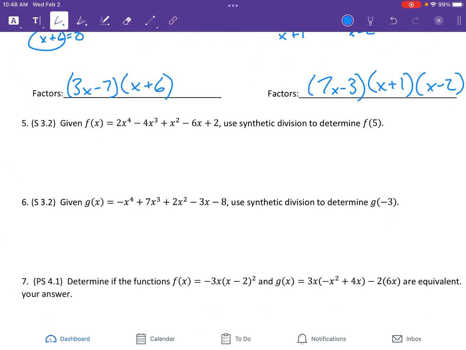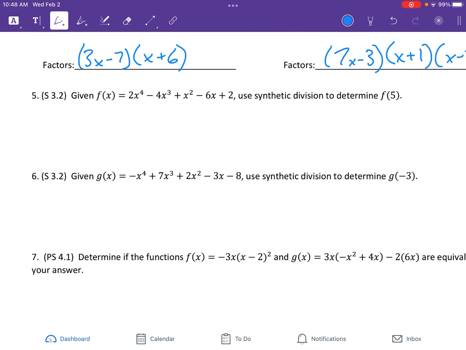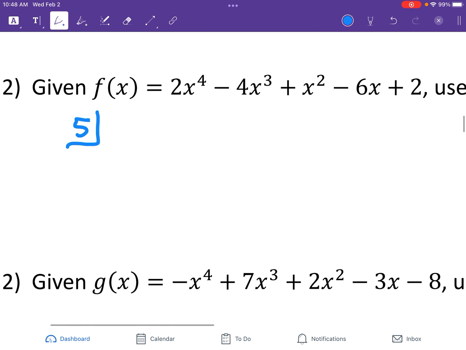Next, want to use synthetic division to find out what f of 5 is. Okay, so when we're done with synthetic division, the last number that we have is going to be the answer for f of 5. So we're going to use 5, since it's already solved, for synthetic division. We're going to write the numbers up top across. We got 2, negative 4, 1, negative 6, and positive 2.